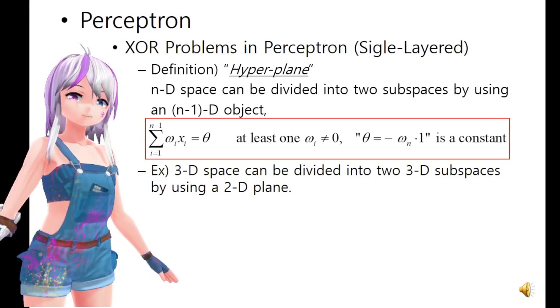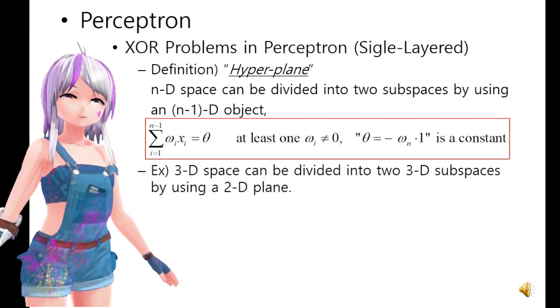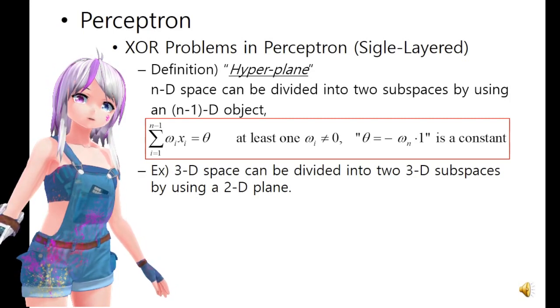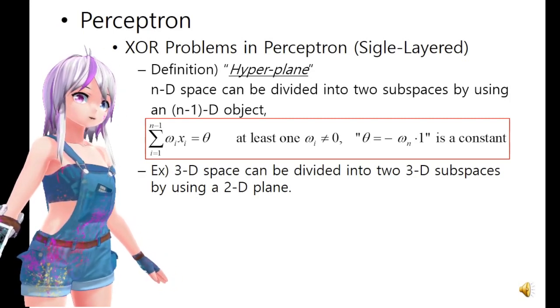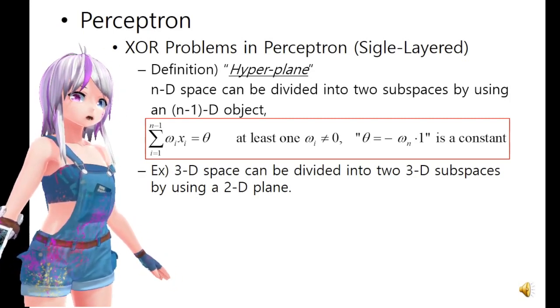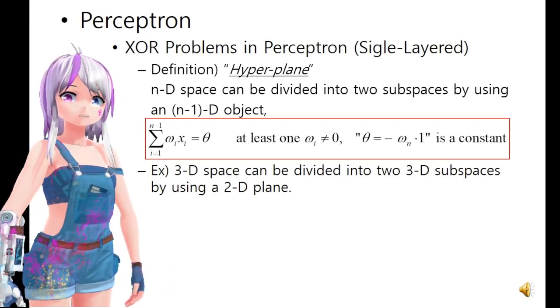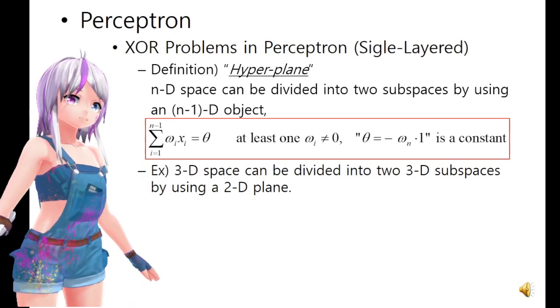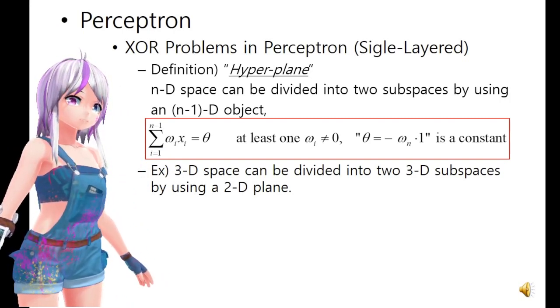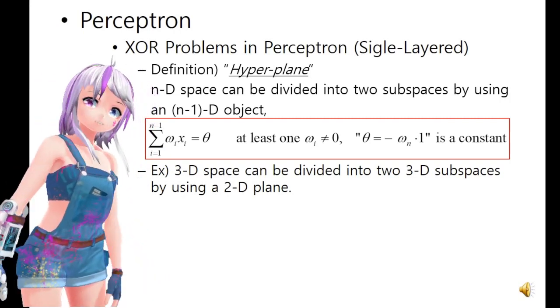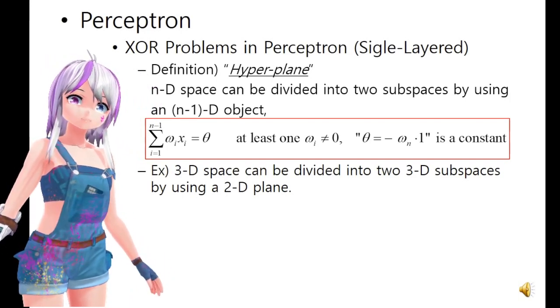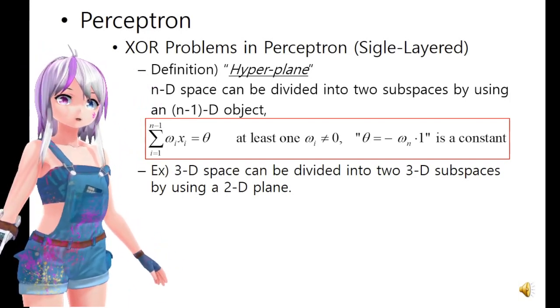So in this equation, at least one wi is not 0. With n-1 parameters, I start from 1 to n-1 and sum wi multiplied by xi. So this is an n-1 dimensional hyperplane, which is compared with the theta, which is our bias. Later it will be minus wn. If you choose this as a constant, then you lose 1 degree of freedom.